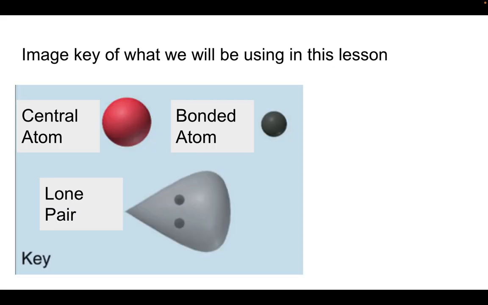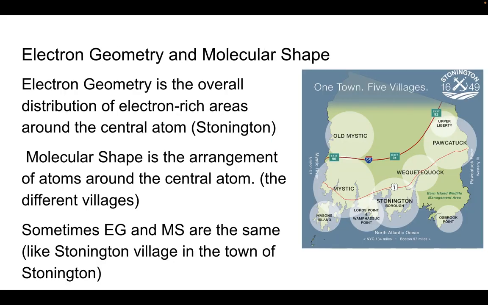Okay, so these are the things that I'm going to use in this video. Your central atom is going to be a red circle. The bonded atom is going to be a smaller black circle, and a lone pair is going to be represented by a parachute holding 2 electrons.